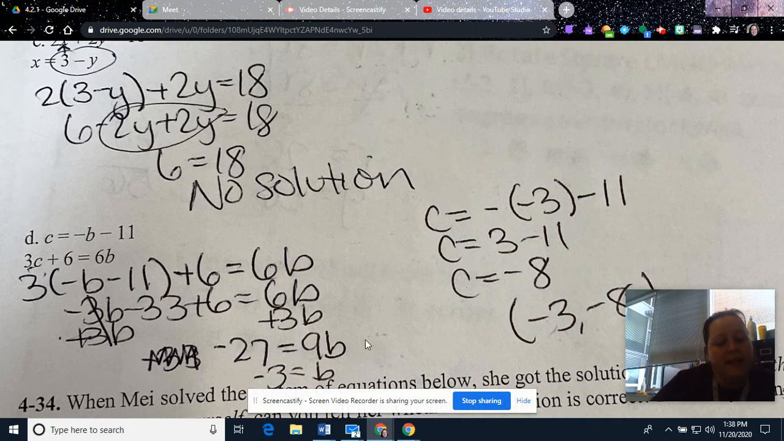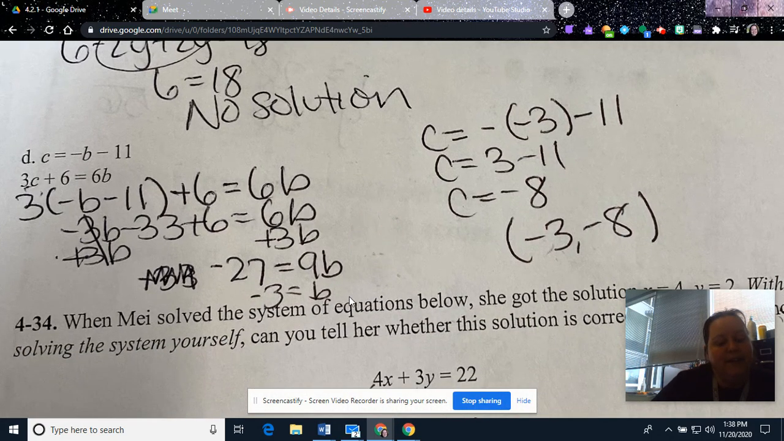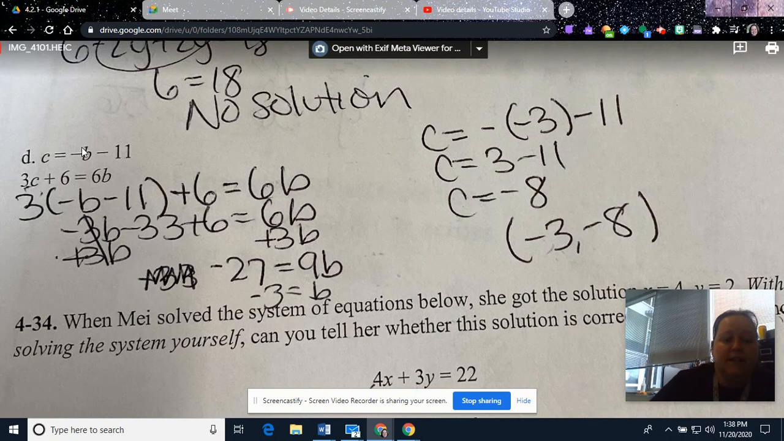Negative 27 equals 9b, 9 times b. So opposite of times is divide. And so when you divide by 9, you get a negative 3. Once you know what your b is, now you have that, plug it in to find your c.